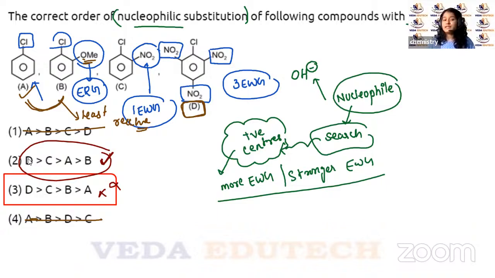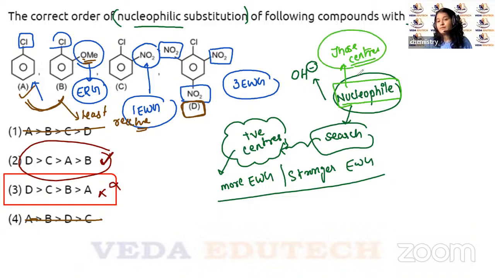So what is the key concept that we drew from here? The key concept is that whenever there is a nucleophile and you are searching for reactivity, you have to see those centers which are more positive. Okay, understood everyone?